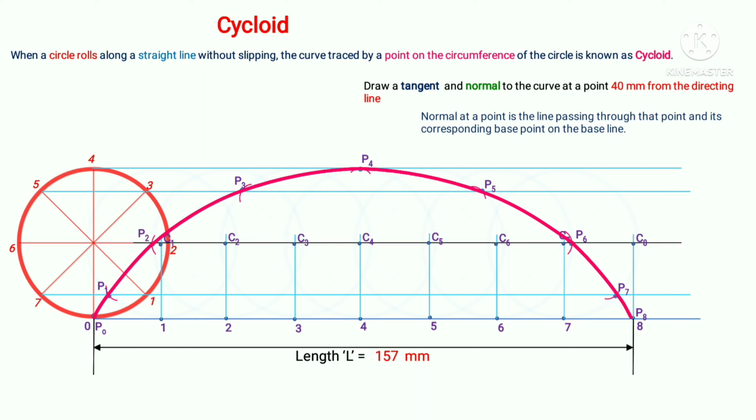For example, let us take the point P3. Here P3 is on the cycloid. Now the point P3 has its corresponding center C3, and when we move down from C3 we have a base point 3 in the violet color, and therefore point P3 has a base point 3. When we join the point P3 with its base point 3, here the green color line joining the point P3 with the base point 3 denotes the normal.